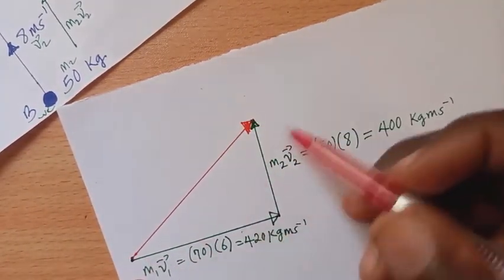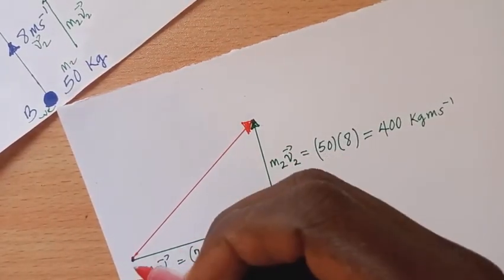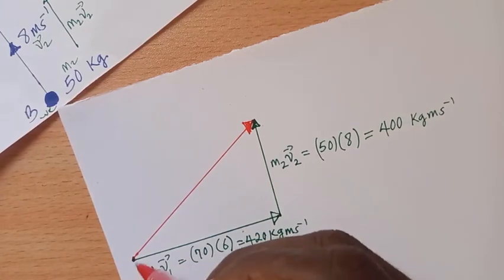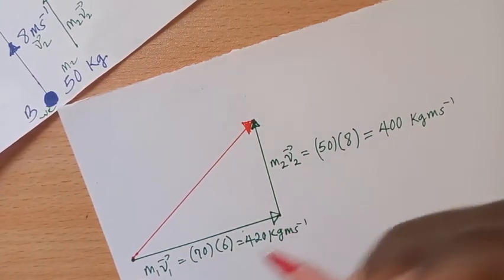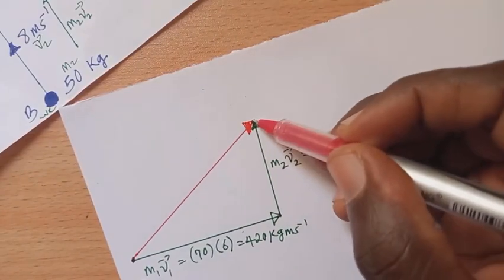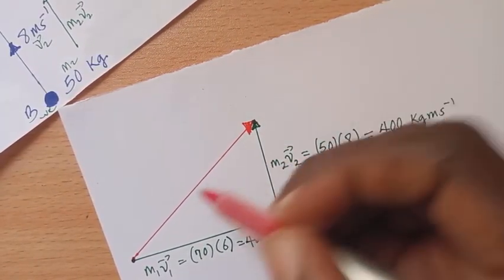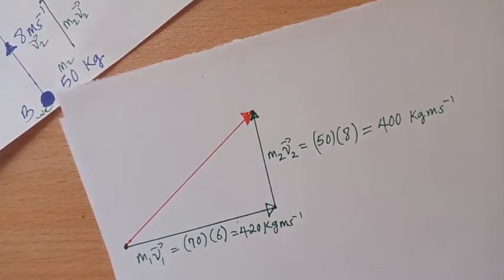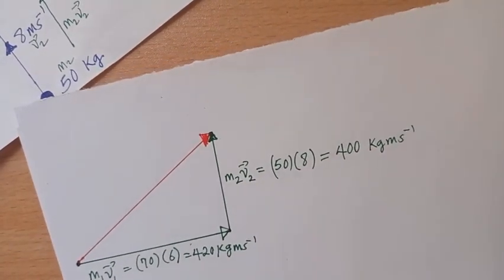When you are drawing a resultant vector, remember, you draw it from the tail of the first vector. This is the first vector, this is its tail, this is its head. So you start from the tail of the first vector to the head of the last vector. This is the last vector. So this is the resultant. And now this resultant, how do we get the magnitude of the resultant?